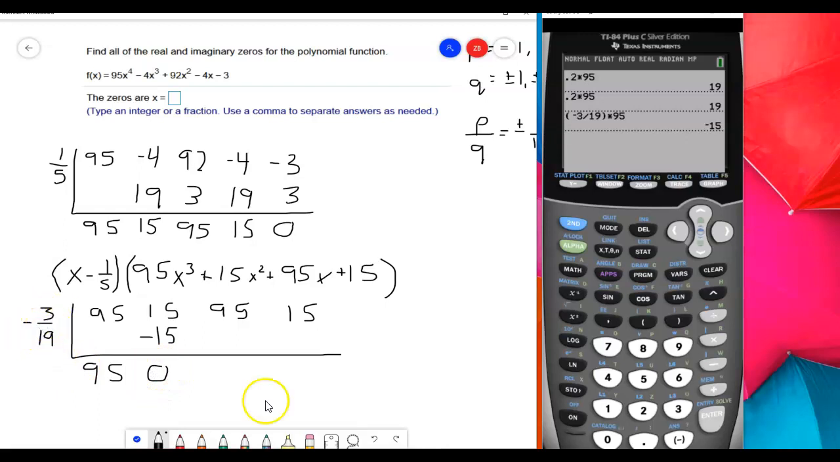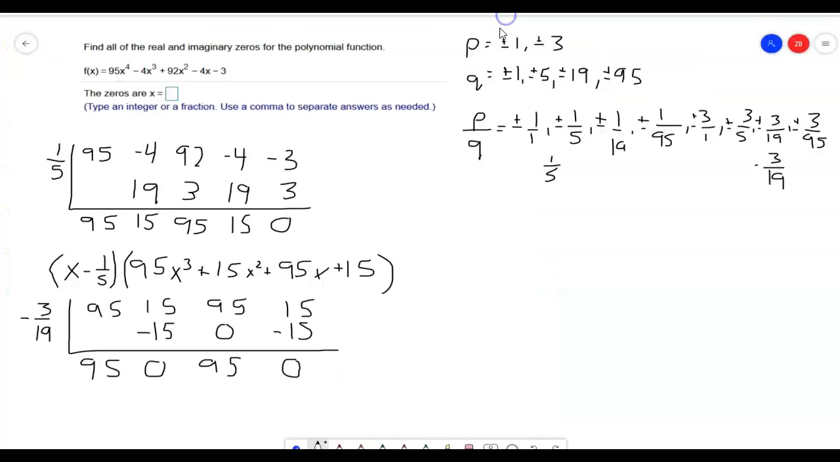Now this times 0 is 0. Very nice. I add those up, and I get 95. Now this times 95, I already did that one. That gives me -15. And I add those up and I get 0. So let me go out here. So when I pull this factor out now, so I already have this first factor. So now let me kind of go back up here.